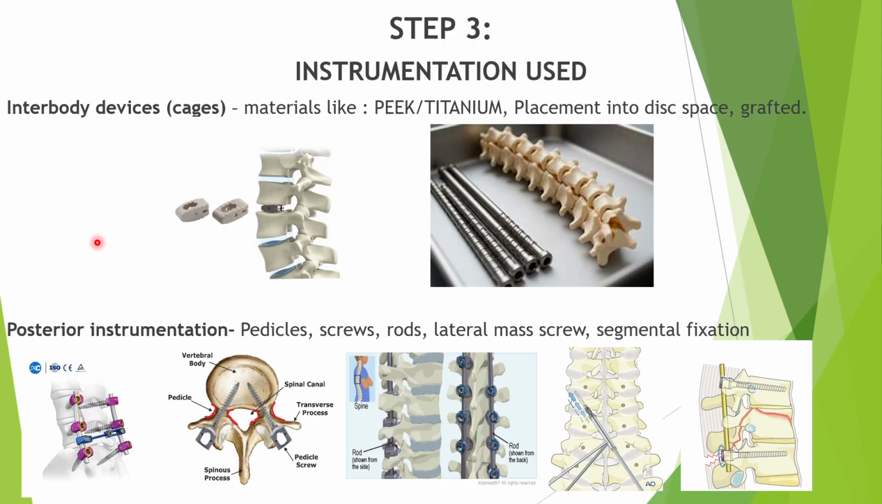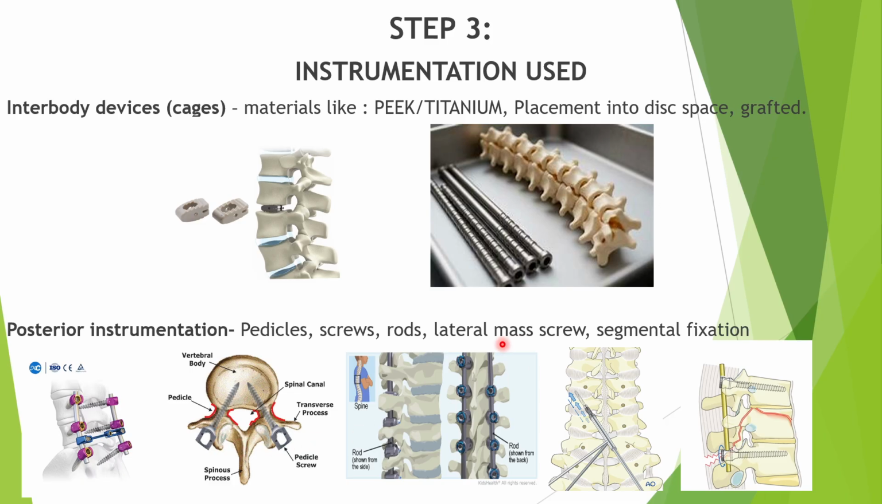The next one is the posterior instrumentation, that is pedicle screws. These implants are placed from the back, or the posterior, of the spine. Pedicle screws are inserted into the pedicles of the vertebrae, which provide a strong fixation to stabilize the vertebrae. And the rod is a metal rod. These metal rods, you can see here, are connected to the pedicles to keep the spine aligned and stable.